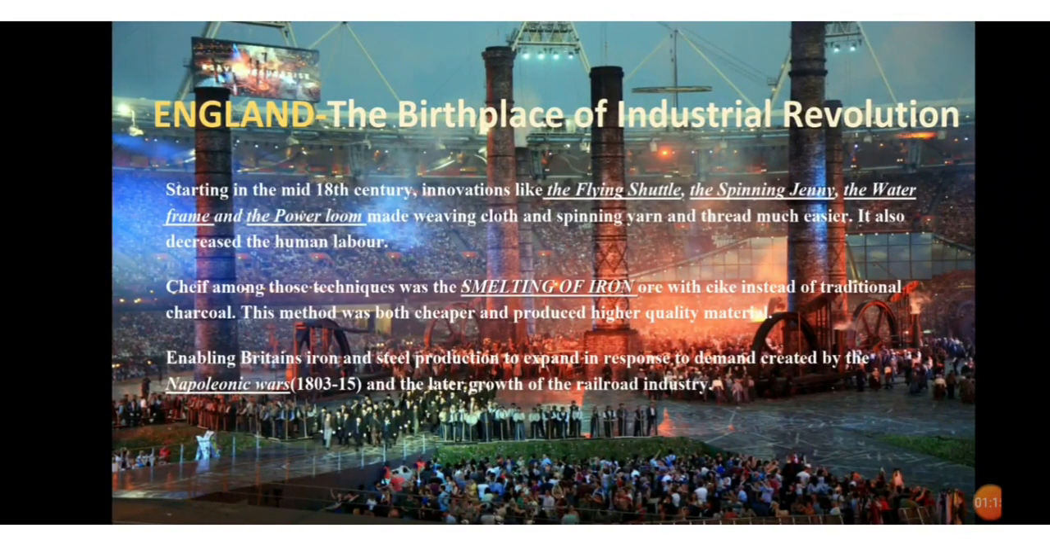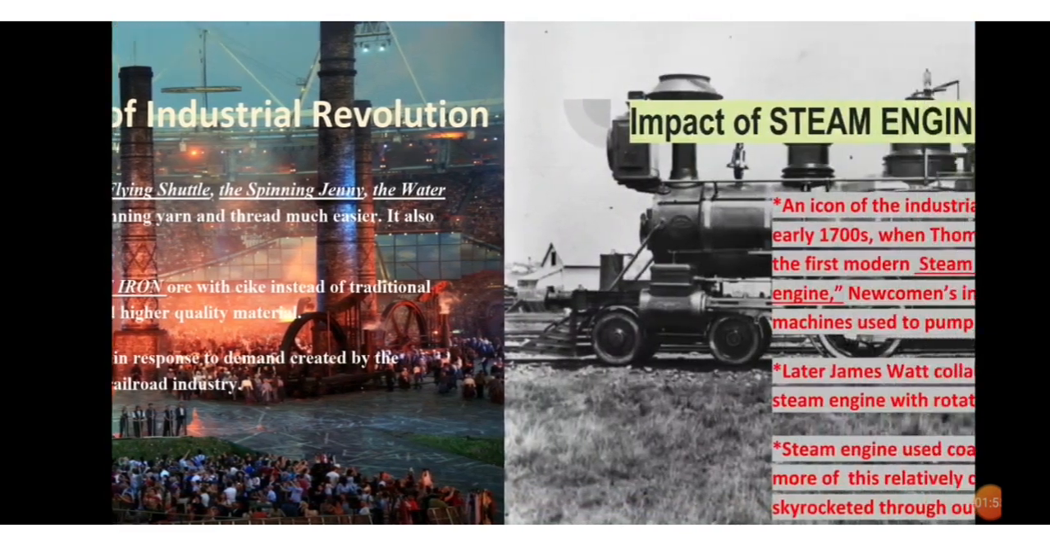England, the birthplace of the Industrial Revolution. Starting in the mid 18th century, innovations like the flying shuttle, the spinning jenny, the water frame, and the power loom made weaving cloth and spinning yarn and thread much easier. It also decreased human labor. Chief among those techniques was the smelting of iron ore with coke instead of traditional charcoal. This method was both cheaper and produced higher quality material, enabling Britain's iron and steel production to expand in response to demand created by the Napoleonic Wars and the later growth of the railroad industry.